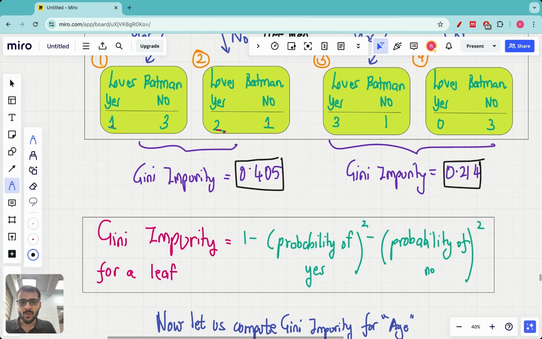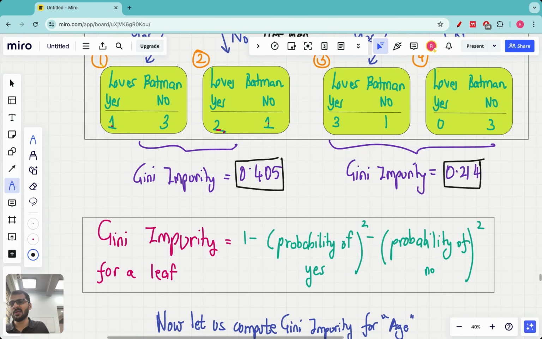If you do not know what this means, kindly look at the previous lecture in this series. We computed the Gini impurity for the loves movies question, and it turned out to be 0.405. And we calculated the Gini impurity for the loves cartoons question, and it turns out to be 0.214. Mathematically, the Gini impurity for the loves cartoons question is lesser than the loves movies question.